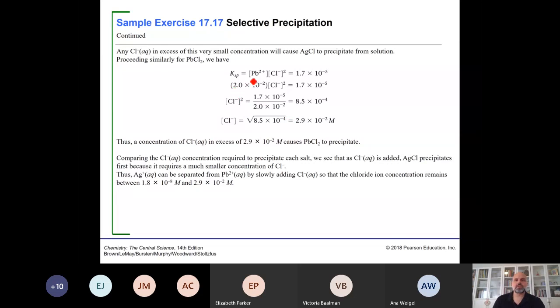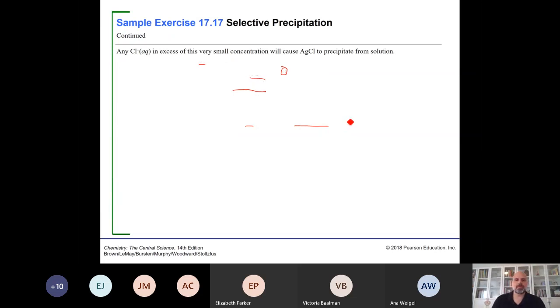For the lead concentration, we plug in the lead as 2.0 times 10 to the minus 12. In this case, our Ksp is squared because we have 2 chlorides for every single lead. So when we solve for our chloride ion concentration, we eventually need to take the square root. I'm not going to go through all the math here, but we take the square root, and we end up with 2.9 times 10 to the minus 2 molar chloride.